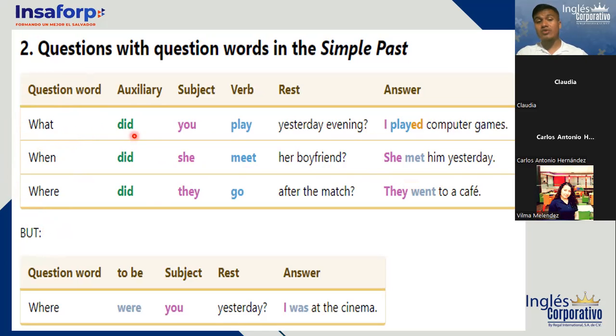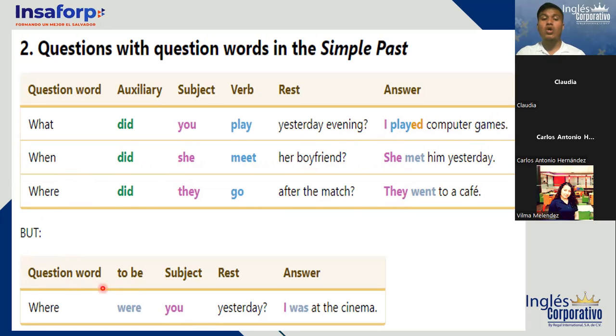We have the examples here. What did you play yesterday evening? If someone asks me that question, I will never say yes or no, because it doesn't make sense at all. So I'm going to give a complete answer: I played computer games. When did you meet your boyfriend? She met him yesterday. Where did they go after the match? They went to a cafe, okay? As you can see, we give complete answers.